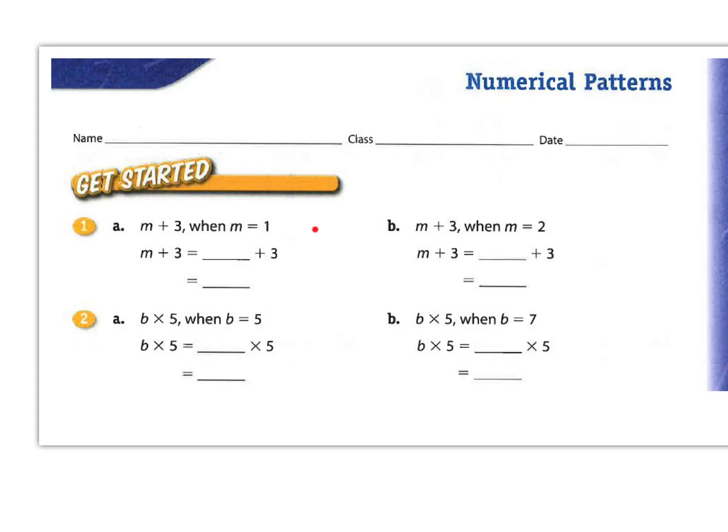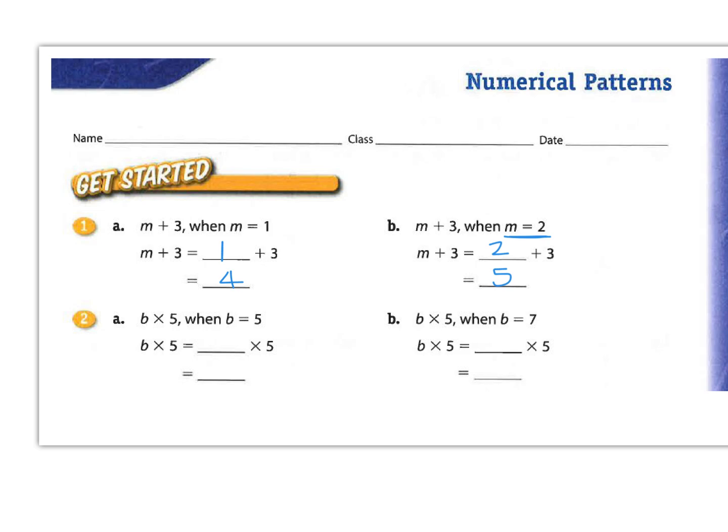Okay, so here's some review of numerical patterns. This is what we did the other day. So if you have m plus 3, when m equals 1, you substitute in 1 for m, and then you do 1 plus 3 is 4. Over here, now it says m equals 2. So m plus 3 equals 2 plus 3. We're substituting that in. That equals 5.